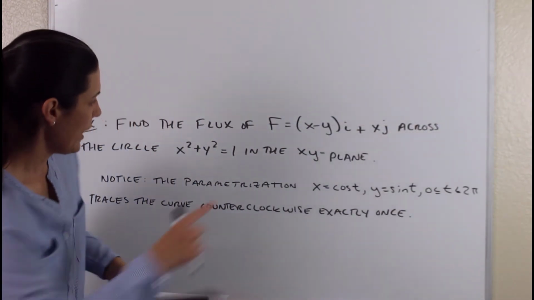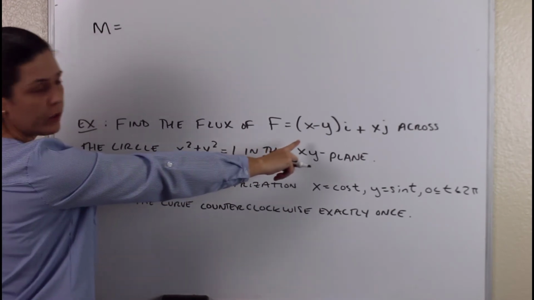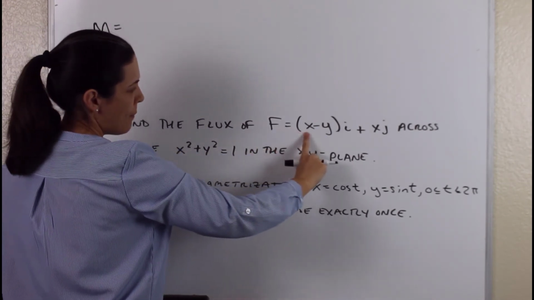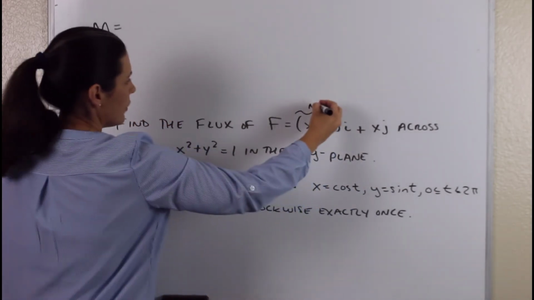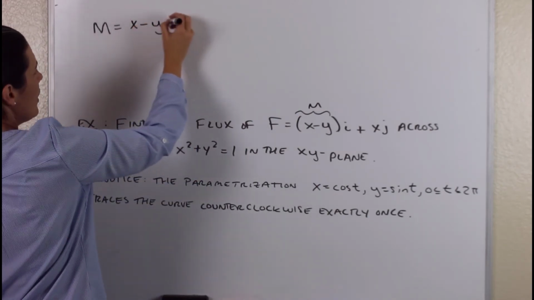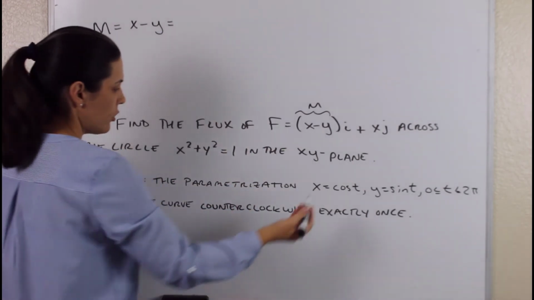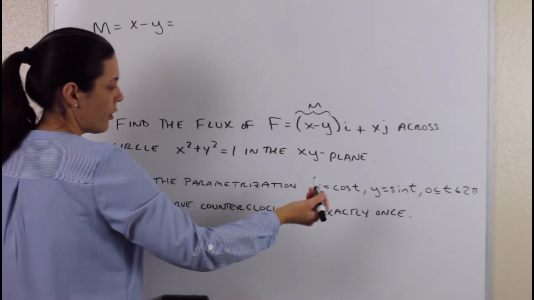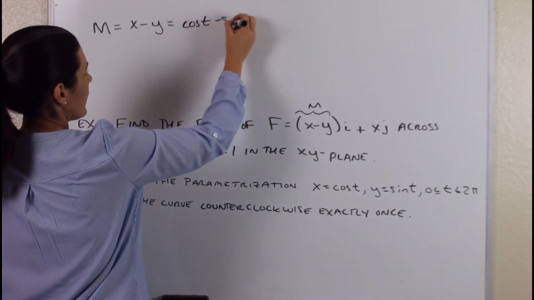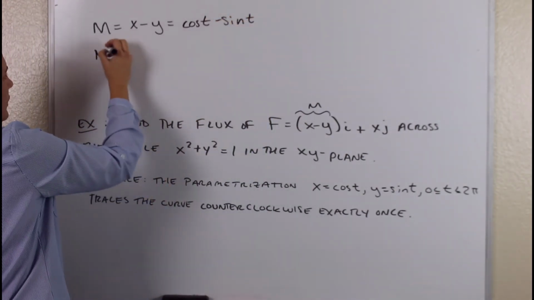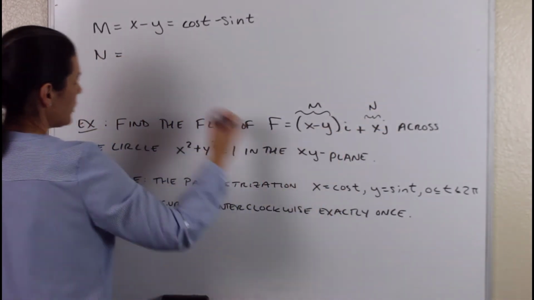So first, we have what x is, we have what y is. So M is from our field here, our vector field, M i plus N j. So this is M. So x minus y, but we're going to write it in terms of our curve, in terms of t, essentially. In the past we called this r. So in terms of our curve r, this is going to be cosine t minus sine t. Okay, next let's find N. So this is N from our field, and N is just x, which is just cosine t.